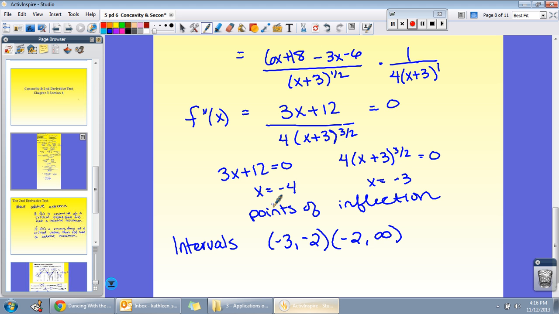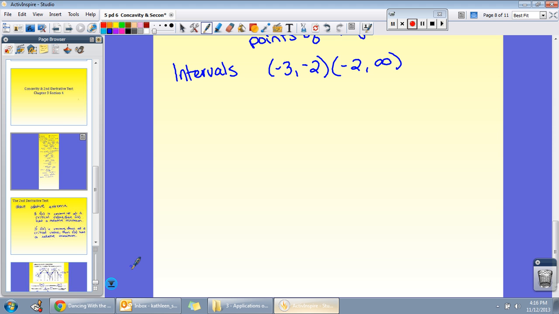You may notice that our points of inflection didn't really make it on there because one's an interval endpoint and one isn't on the right domain. So that's just going to happen, I guess, sometimes, and I'm not really sure what we can do about that.